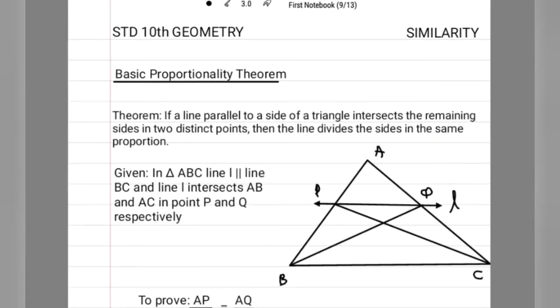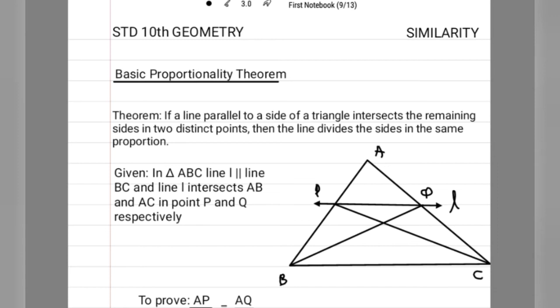The first theorem is the basic proportionality theorem, also known as BPT. This theorem is important from your exam point of view, and you have to write it as it is in your textbook. So understand it properly and try to derive it on your own. Do not learn it. For understanding this theorem, you need to know that the theorem is based on the concept of lengths.